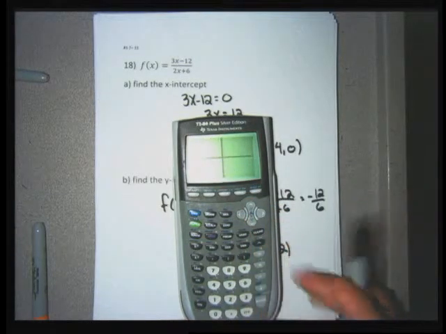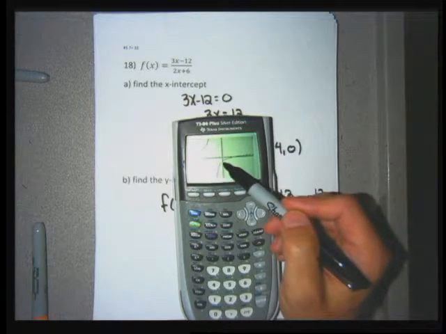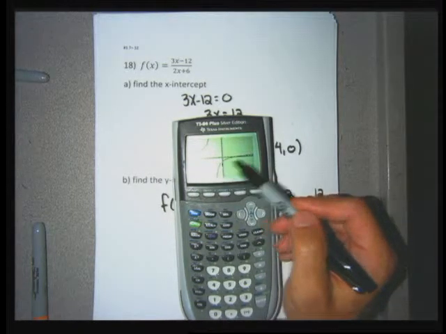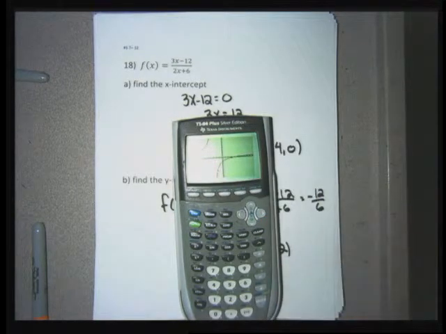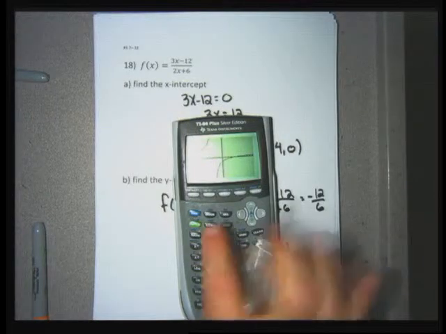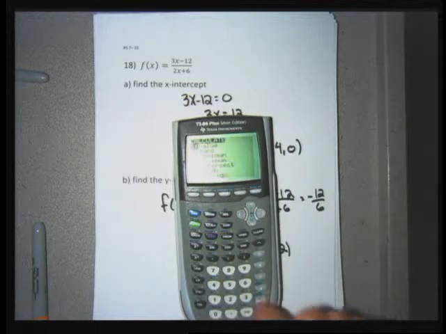So zoom standard, because I had a window set up for the other problem. Right there's the x-axis, the y-intercept at negative 2. Here is 1, 2, 3, the x-intercept at 4. If you want to check real quick, to check the x-intercept of 4, I'll go second, trace, hit enter on value.